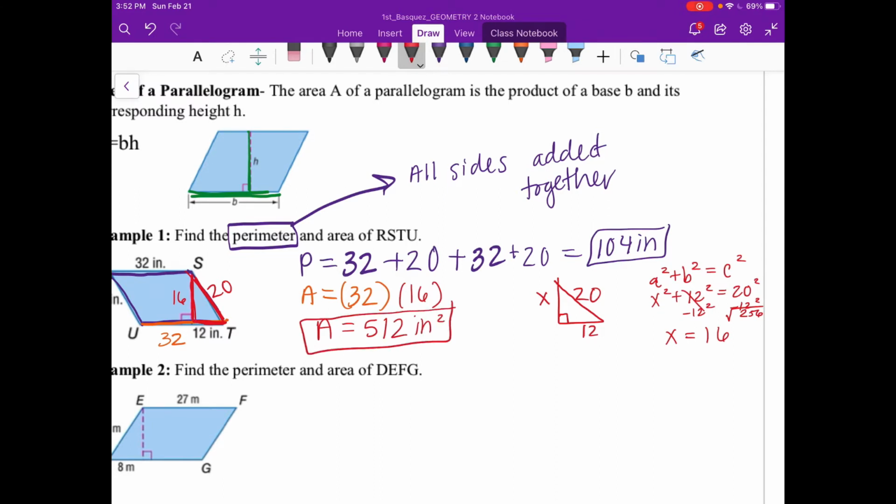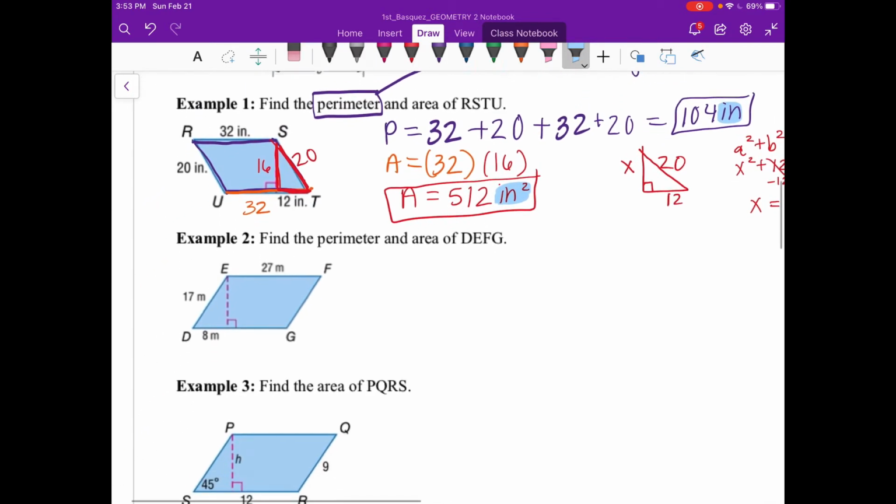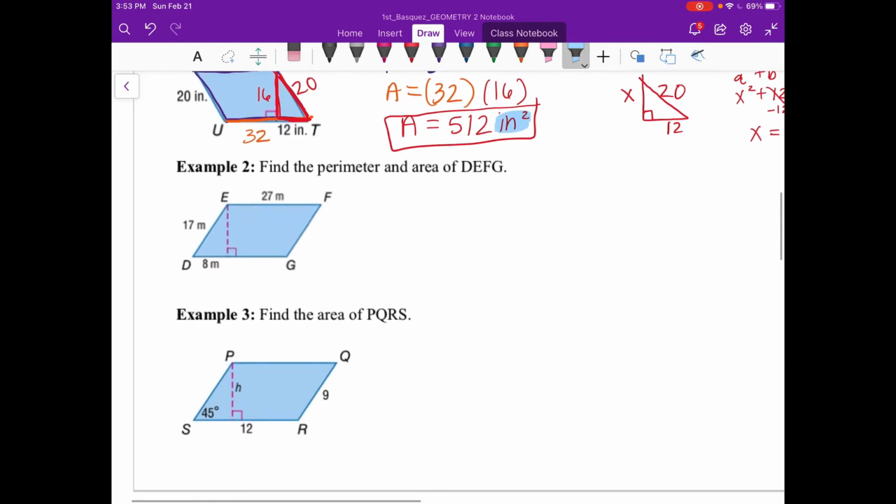So it is important to note that perimeter is going to just be in units, and the area is going to be in those units squared. So please make sure you are labeling them correctly. Okay, let's keep going with some more examples again.